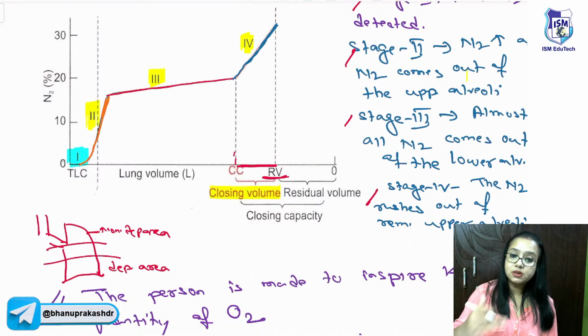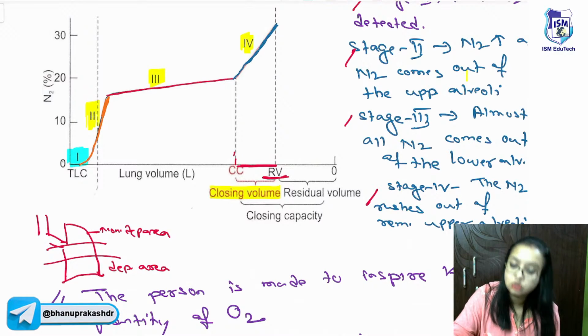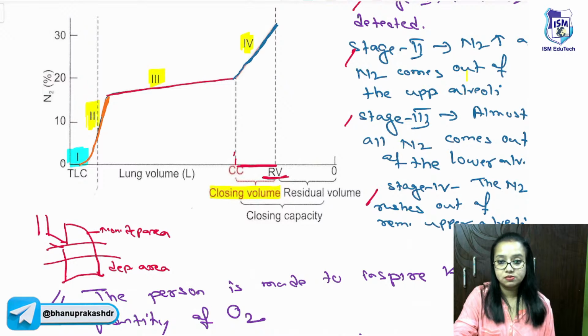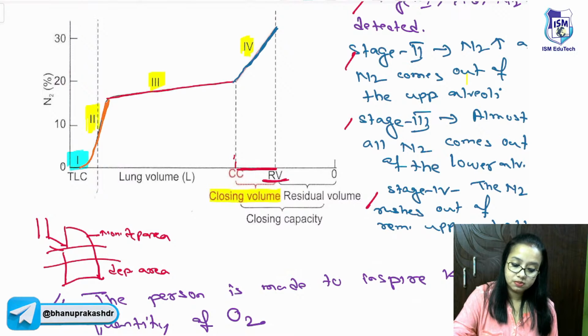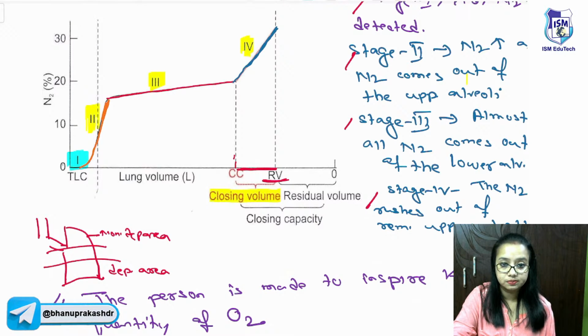So when a person is subjected to this experiment, we compare his or her condition with this normal graph, and that's how we see the graph and study the dead space. Okay, so this is about how to measure the dead space.